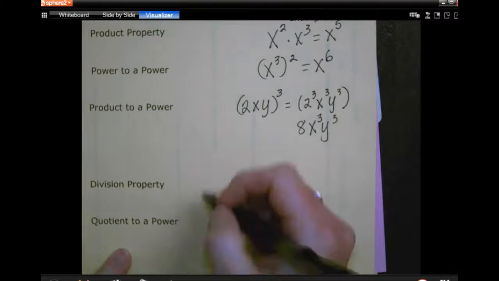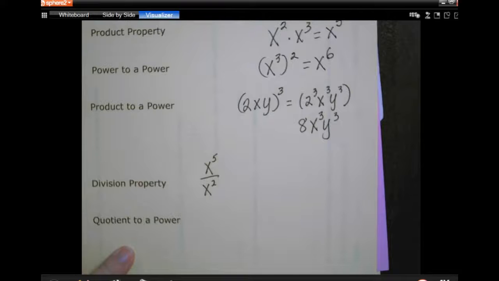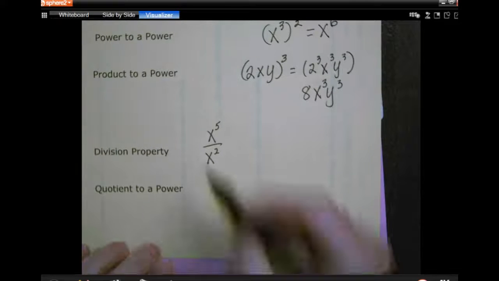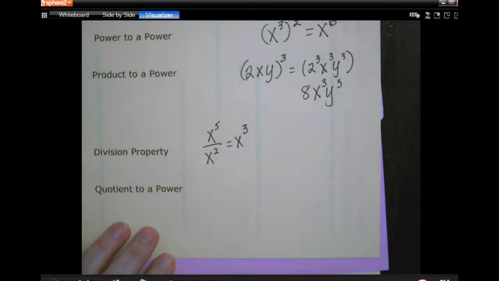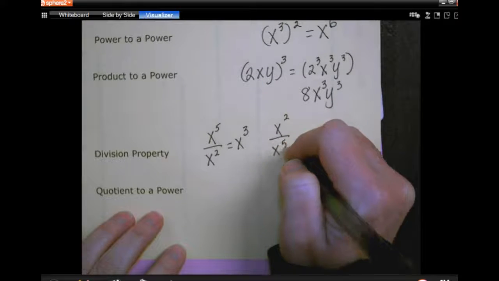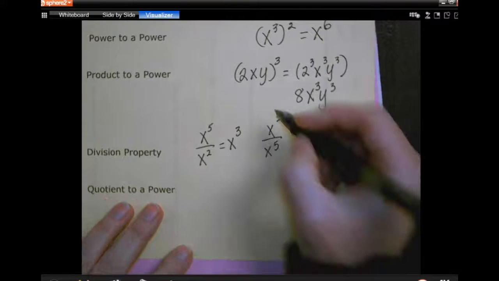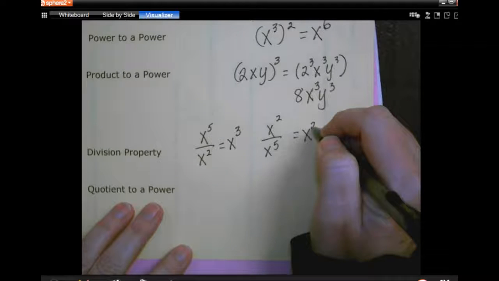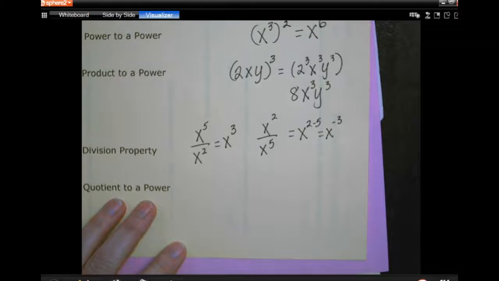So the division works like this. If I have x to the fifth over x to the second, I'm going to subtract, and that gives me x to the third. But what if this is reversed? If I have x to the second over x to the fifth, I get x to the 2 minus 5, which is x to the negative 3. Can I have a negative exponent? No. Not if you want to get it correct.